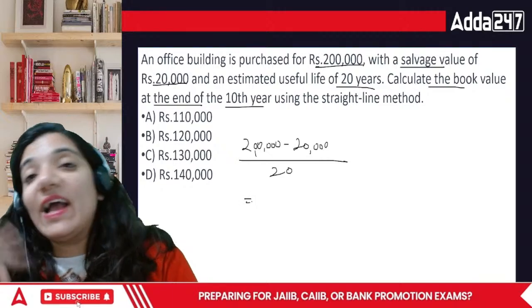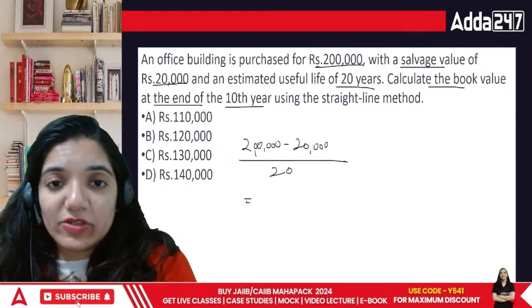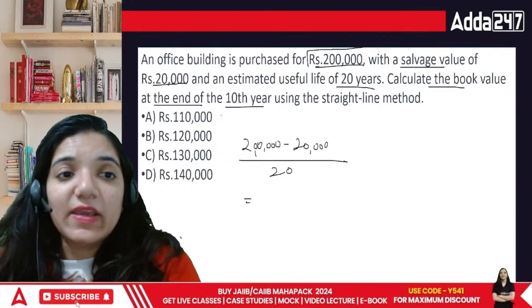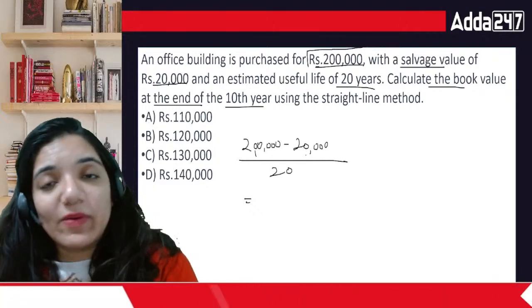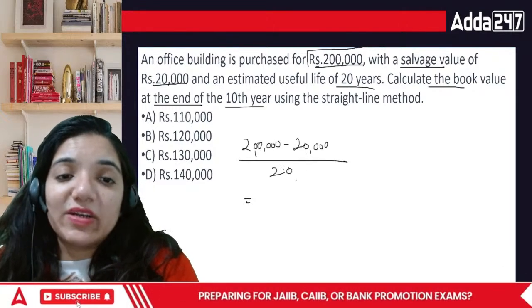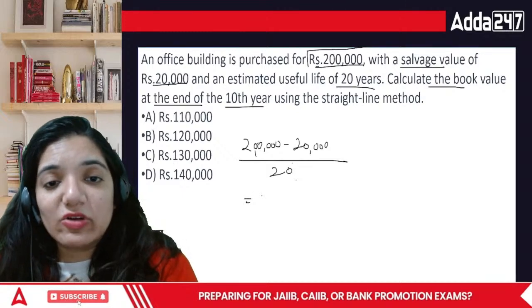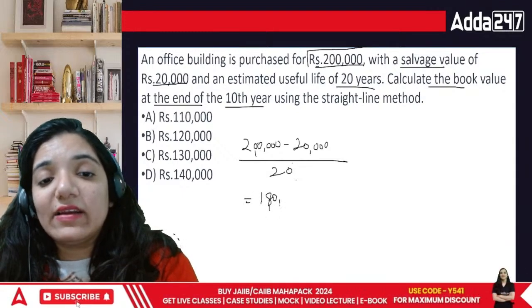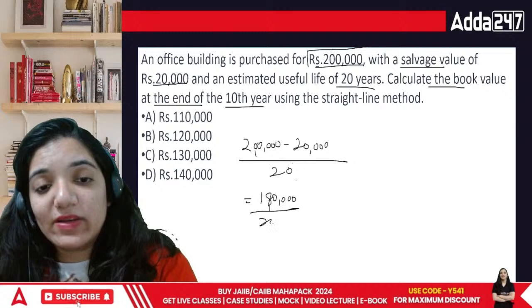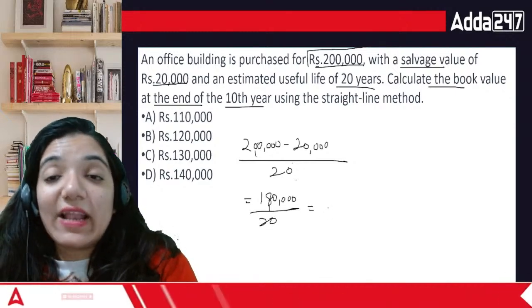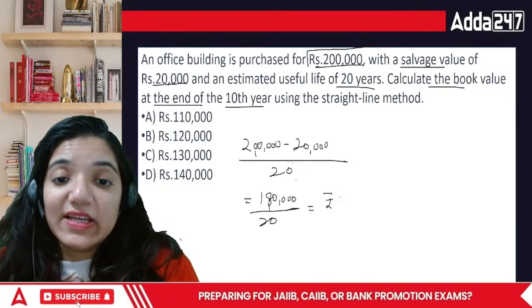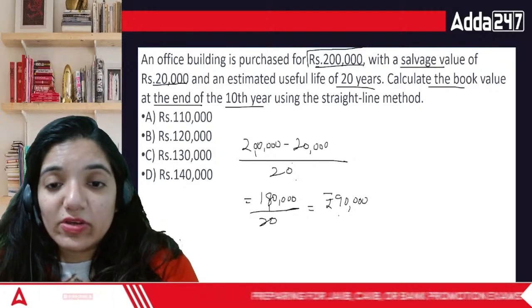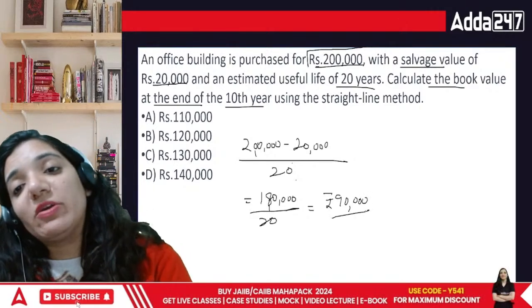So technically annual depreciation is whatever your purchase price. You bought it for 2 lakh and you remove the salvage value of 20,000. You know, and the life is 20 years. So technically that comes out to be 1 lakh 80,000 and you divide it by 20. So in this case, my annual depreciation is of rupees 9,000. And you are talking about the depreciation over the period of time.